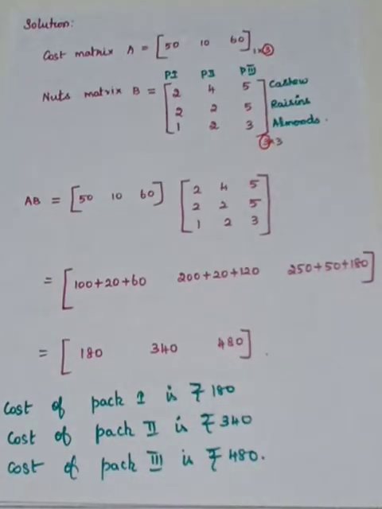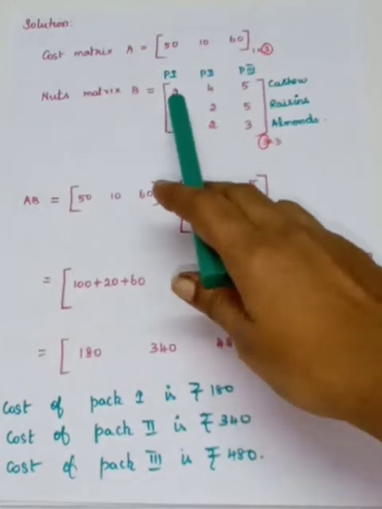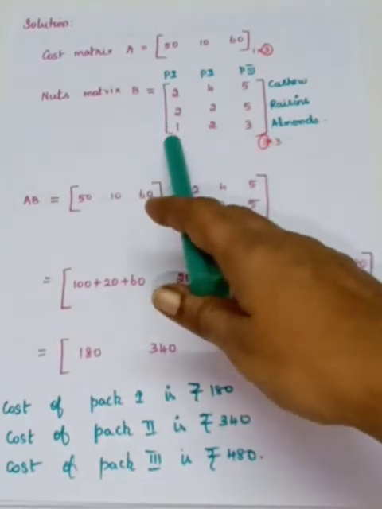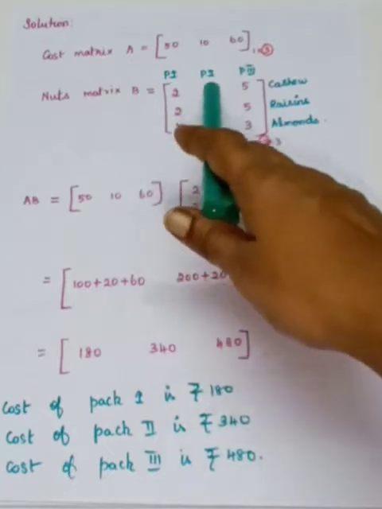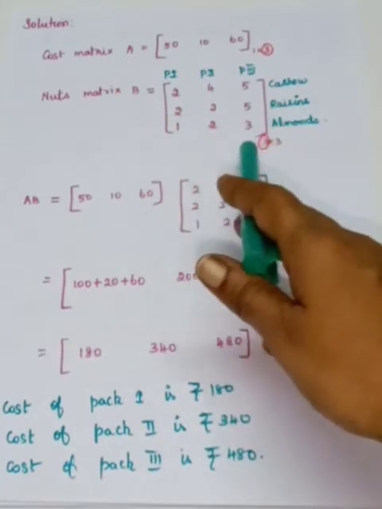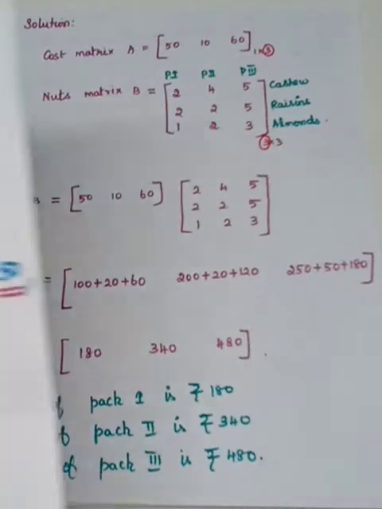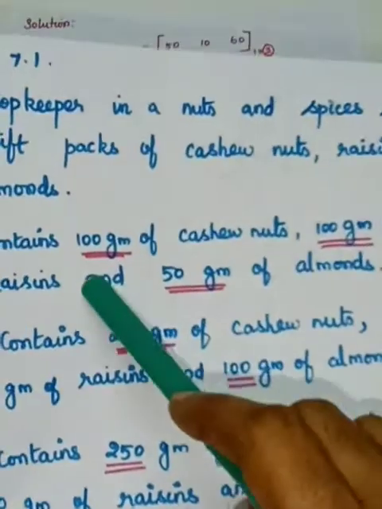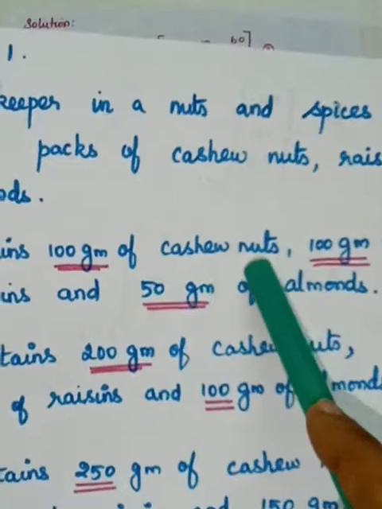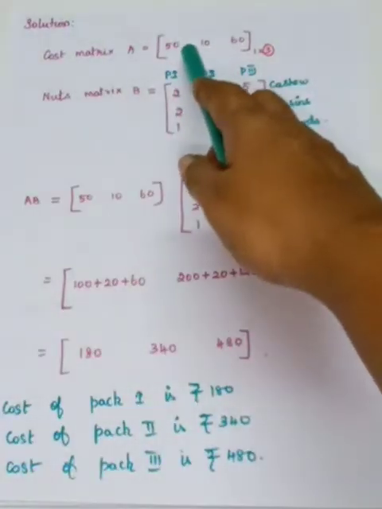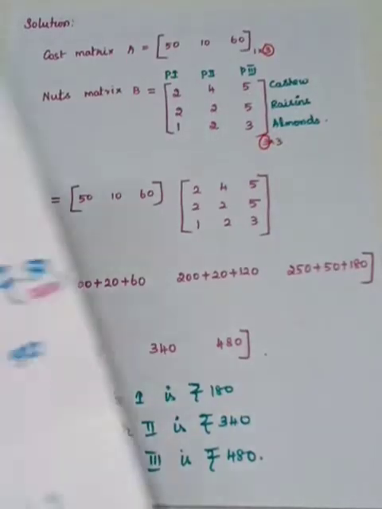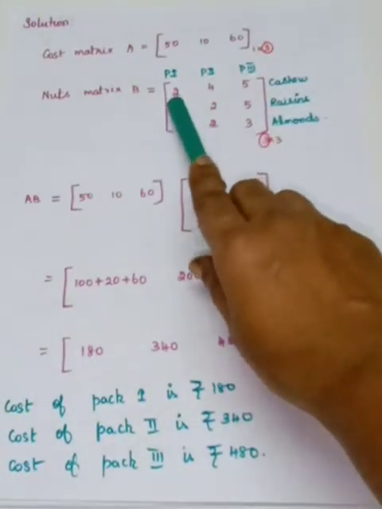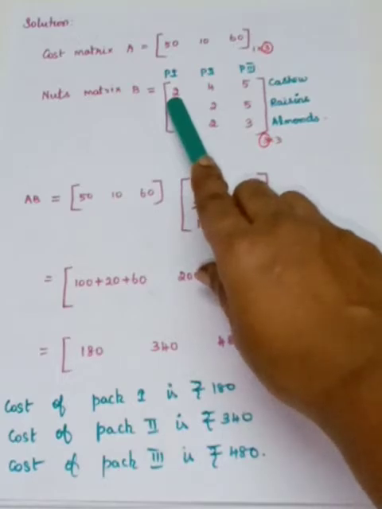Next I am going to write the nuts and spices matrix, that is called B. Here pack 1 I am going to write as a column, pack 2 as the second column, pack 3 as the third column. In pack 1 you are having 100 gram of cashew nuts. Here the rupees are in terms of 50 gram. So 100 grams, how will it be converted? 50 grams is 1, means 100 gram is 2.